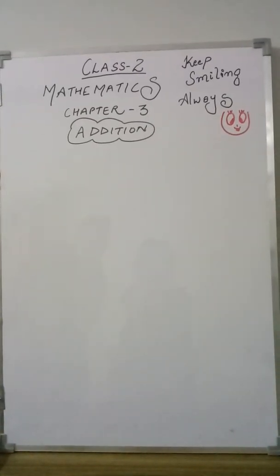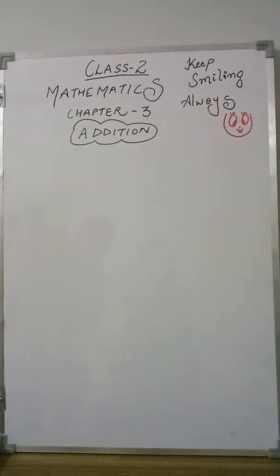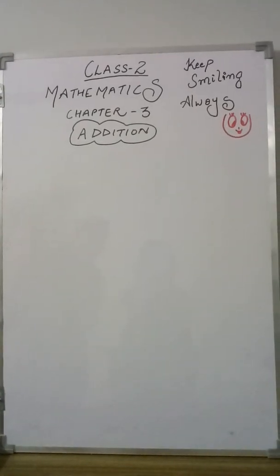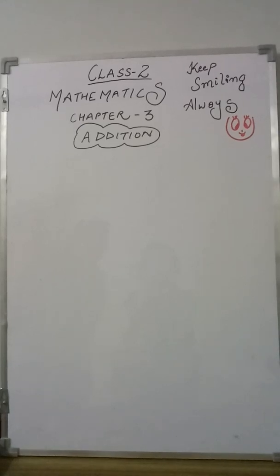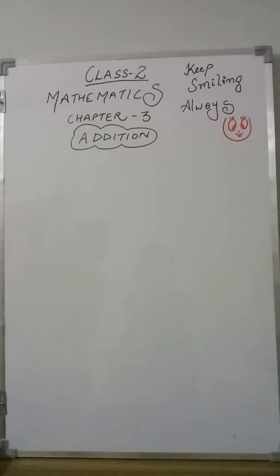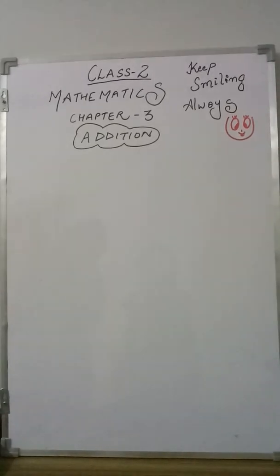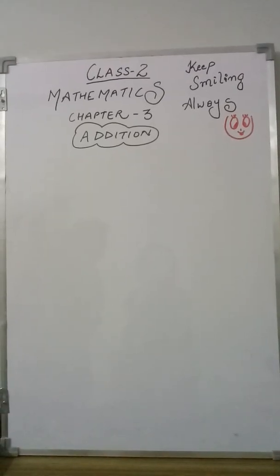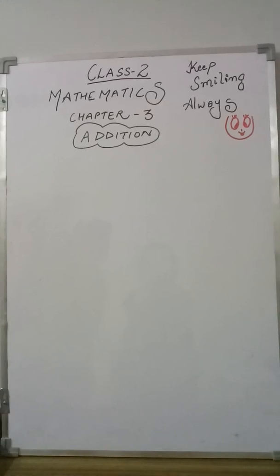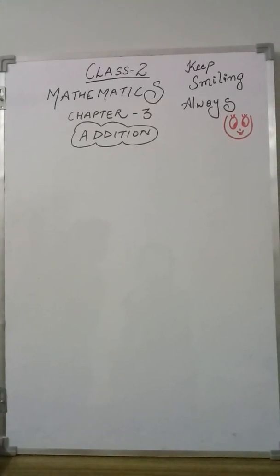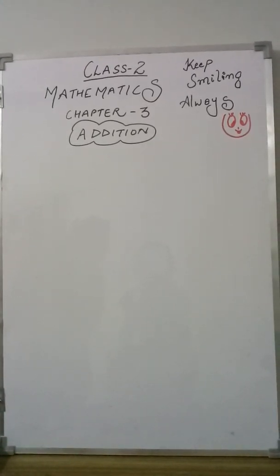Students, today I am again going to take the chapter 3 edition of class 2. In my previous video I have explained the three methods of adding two numbers. The first method is drawing shapes. Second method is by dotted line. And the third method is slanting line. I hope you watched my video and understood all the three methods.